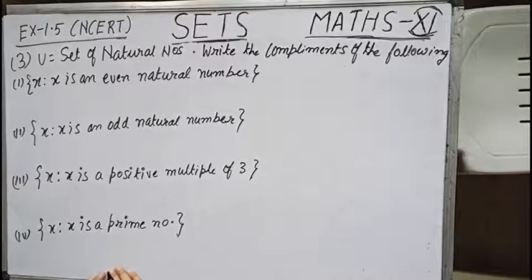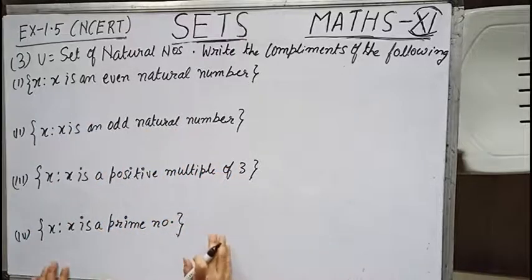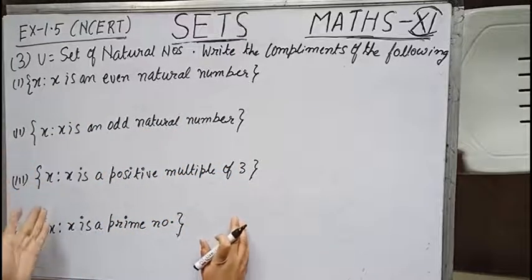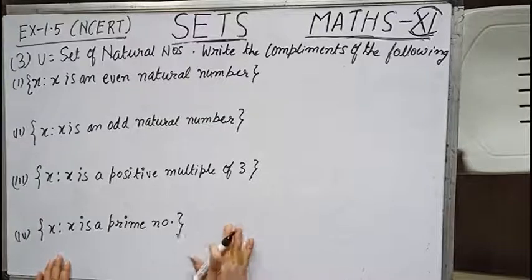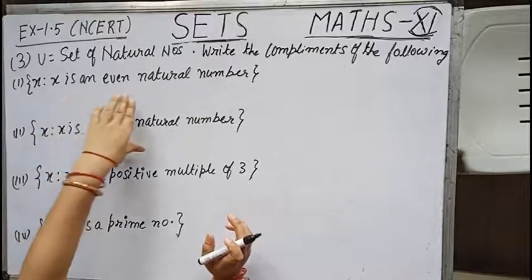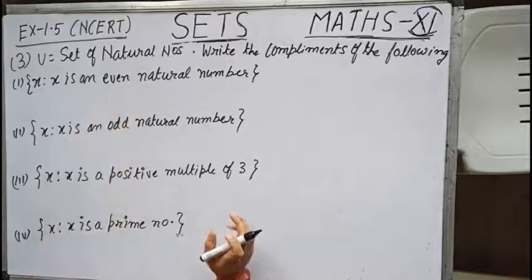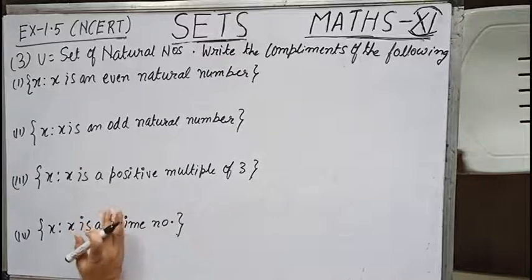Coming to question number 3. Question number 3 says that if U is the set of the natural numbers, write the complements of the following sets. I have written subparts 1, 2, 3, 4. Further I will be writing the other subparts. Subpart number 1 is x such that x is an even natural number, and we have to find the complement of this set. So I am starting the solution directly over here.